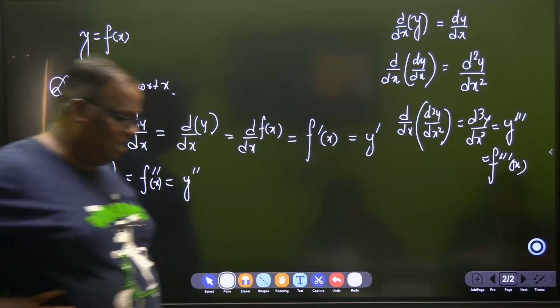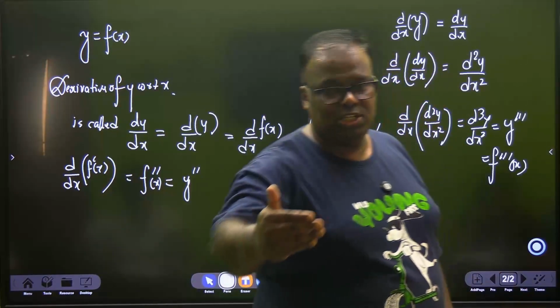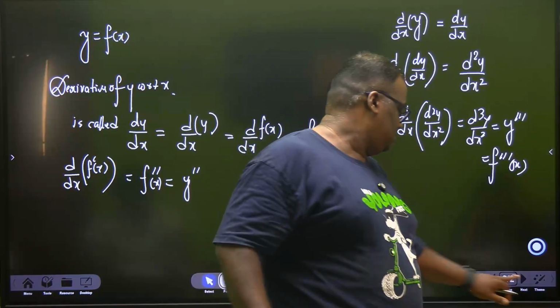For example, displacement's derivative with respect to time. Let's go to physics. Displacement is s. If you differentiate displacement with respect to time, you get something called velocity. Do you agree or not? And how to read this? The graph of an s-t graph always gives you velocity.